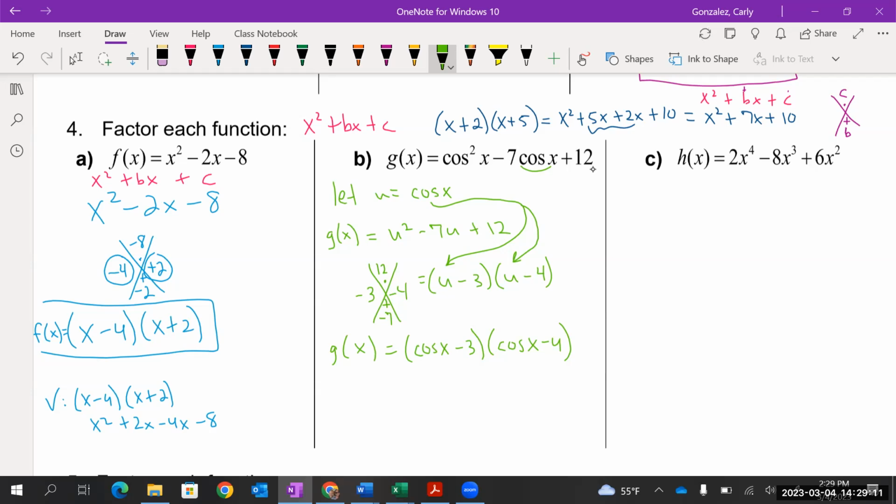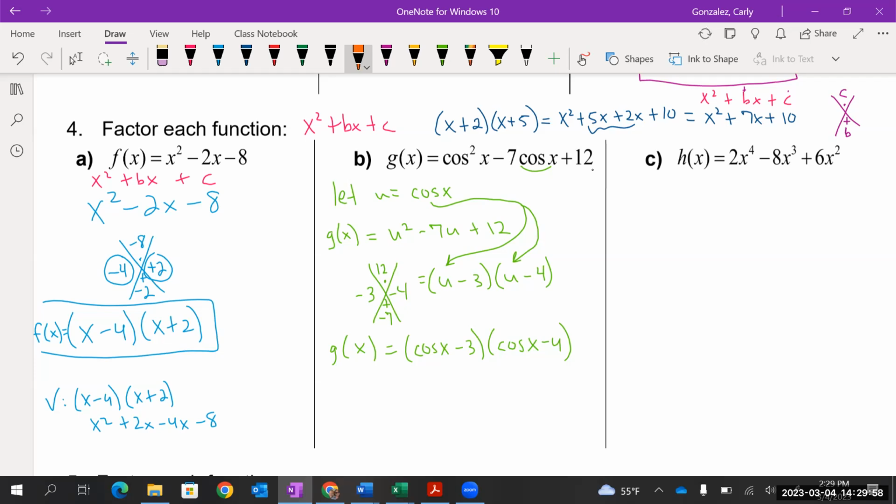C, h of x equals 2x to the 4th minus 8x cubed plus 6x squared. This is no longer simply of the form x squared plus bx plus c. But one thing, once we get more and more into factoring, we want to be sure that we always keep our eyes out for a GCF. Technically speaking, the first step, anytime you go to do any sort of factoring, is: is there a GCF? And if there is, pull that out first.